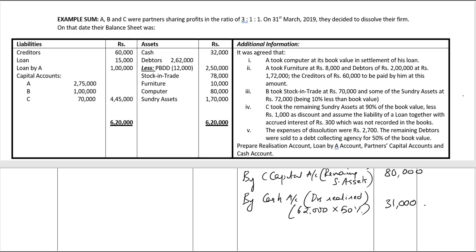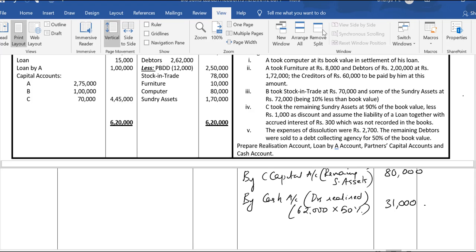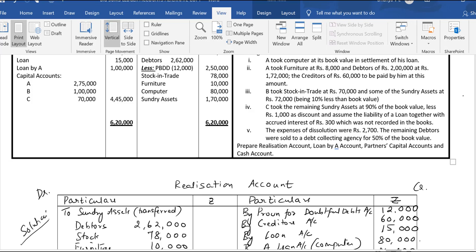The additional information is done. We'll check if all the external liabilities are paid off. The creditors have been taken over by partner A, and the loan was discharged by partner C. No other external liability left. The entries are done. I'll remove the split and we can find out the gain or loss on realization.